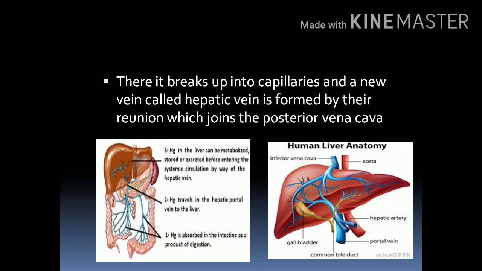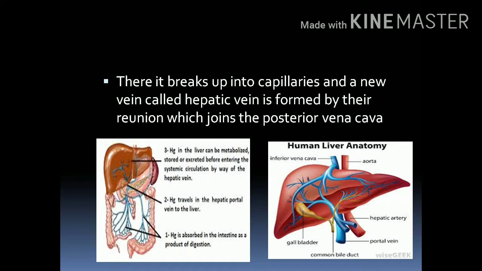In the diagram, you can observe it clearly. You will come to know. A portal vein is a vein which starts with the capillaries and ends also in capillaries. So, this is called as a hepatic portal system.